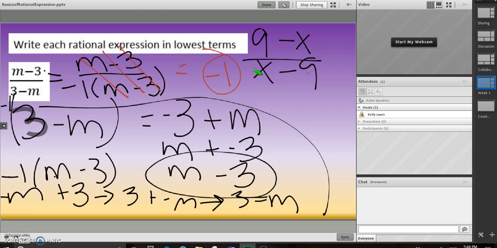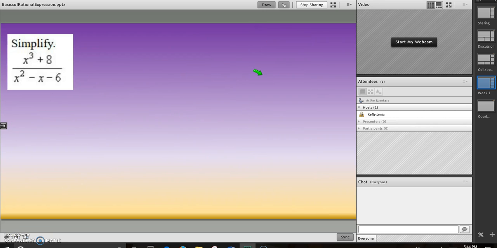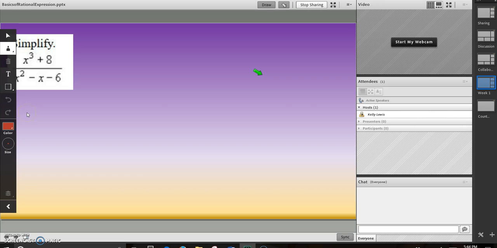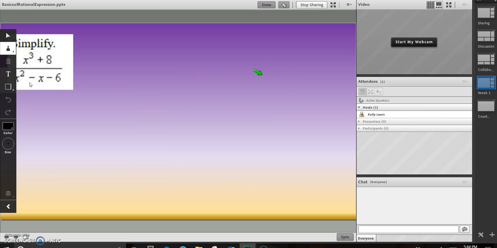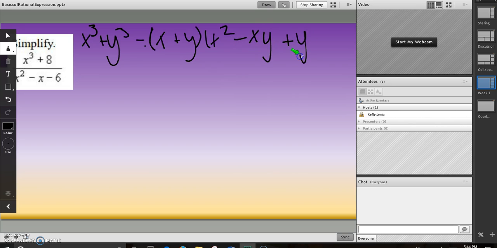All right, so we're putting rational expressions in lowest terms. Let's do this guy. I'm going to do the top in red. Actually, let me do something in black first. The top's got cubed and a plus sign, so we're going to use this formula: x plus y times x squared minus xy plus y squared.